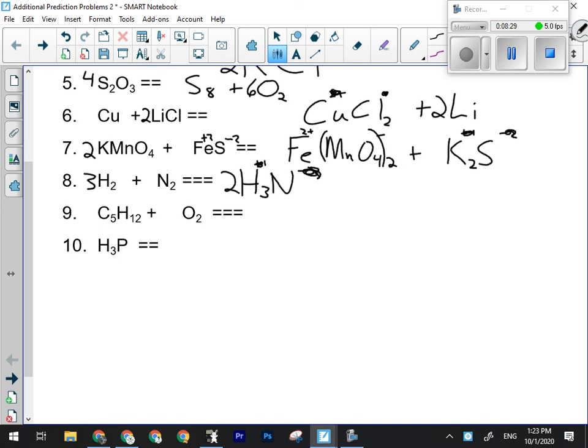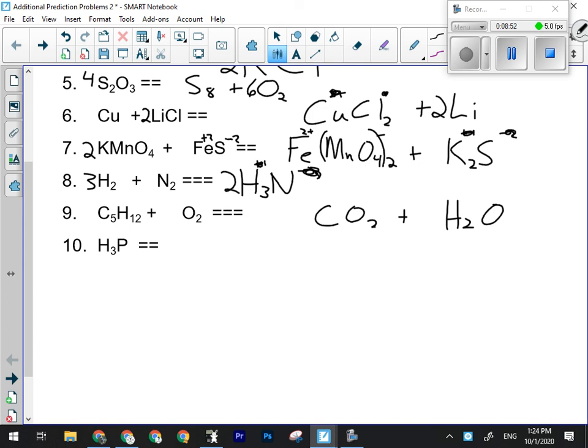How many people have done number 9? What kind of reaction is number 9? It's a combustion reaction. What are always the products of a combustion reaction? Right. So there's my product, CO2 and water. Do I need to use the rule of 2 on this one? No, 5's an odd number.